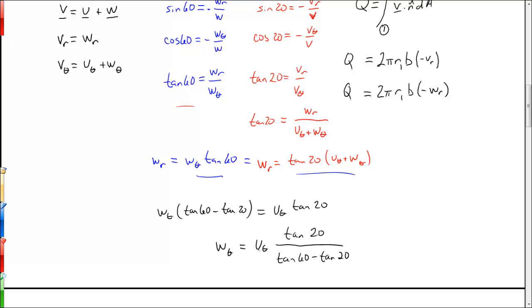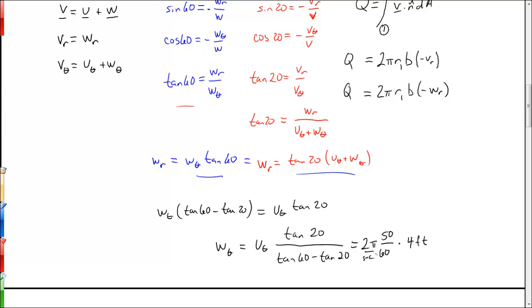And so now we know U theta, because we're told everything we need to know about the geometry and the rotational speed. Obviously, we can calculate tangent of 20 and tangent of 60, and so we can figure out what W theta is. So U theta is going to be equal to 2 pi times 50 RPM divided by 60 seconds in a minute times the radius at that point, which is 4 feet. And let's say there's a 1 over seconds in here somewhere.